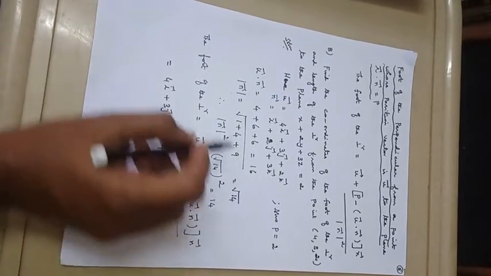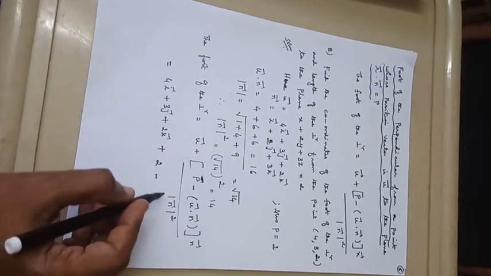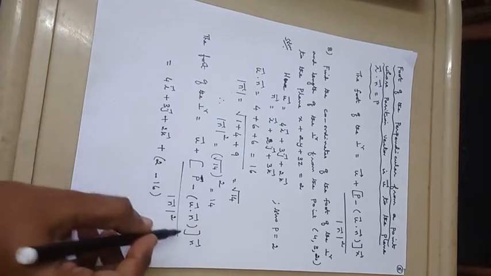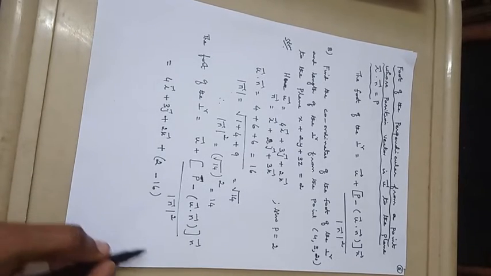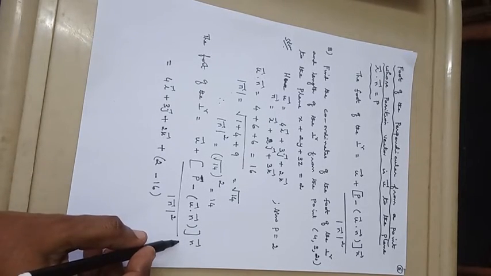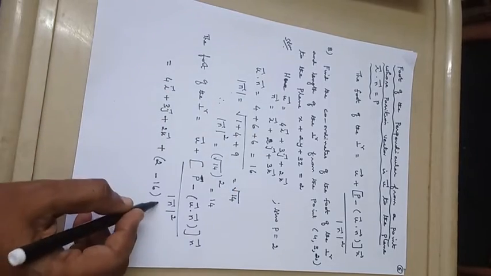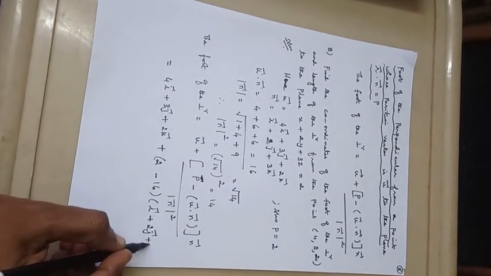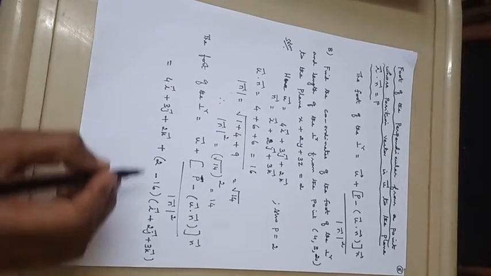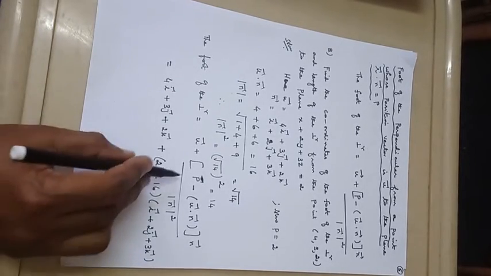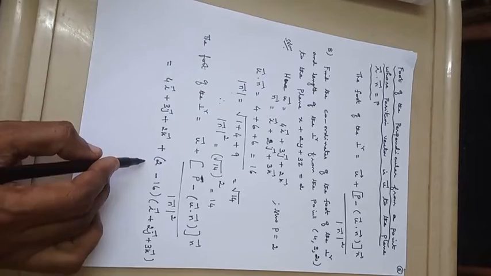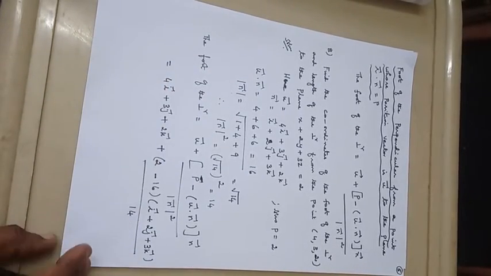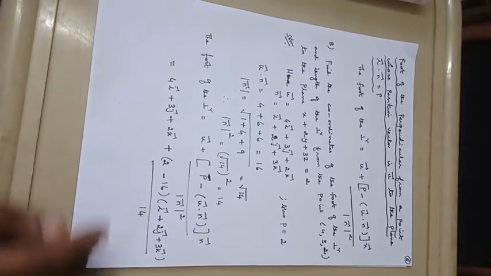Minus u dot n, we have found here u dot n is equal to 16. So 2 minus 16, that's within the bracket, into the n vector. What is your n vector? Substitute that: i vector plus 2j vector plus 3k vector. And this n vector is only for this term, so divided by n square, which is 14. Is it okay?